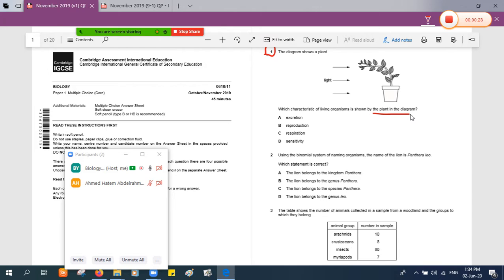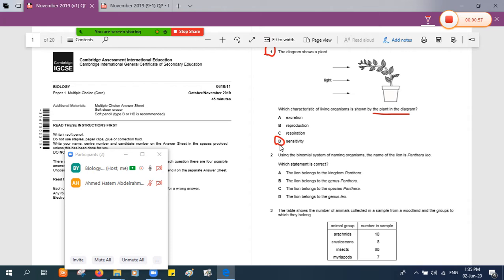Here you can see that the plant responds to the change in the light direction. So what will it be? It will be letter D, okay, sensitivity. And we have discussed this topic before. It's about the plant tropism. And here, this is phototropism.